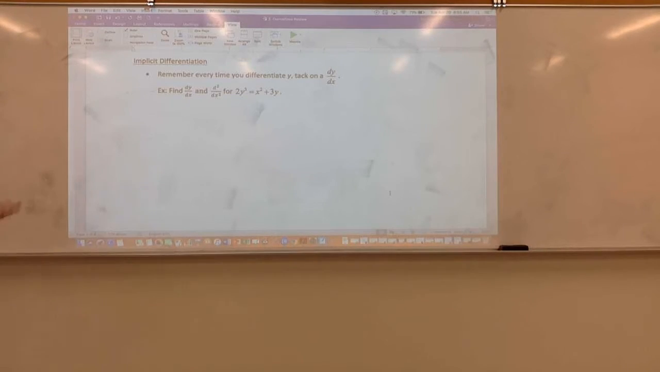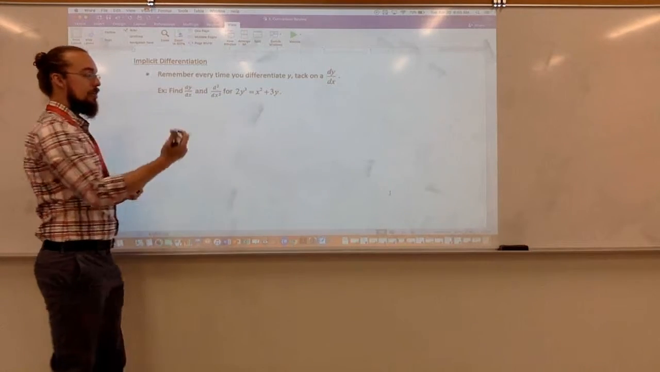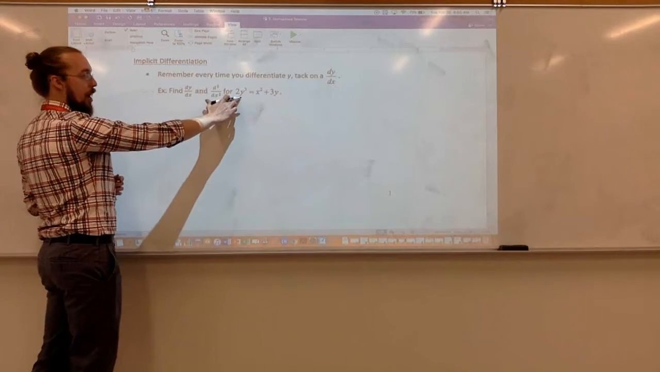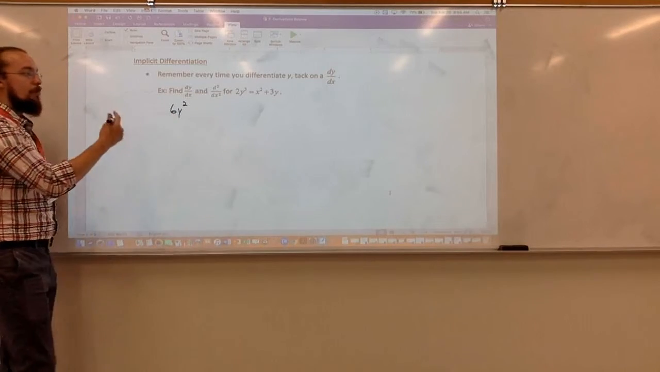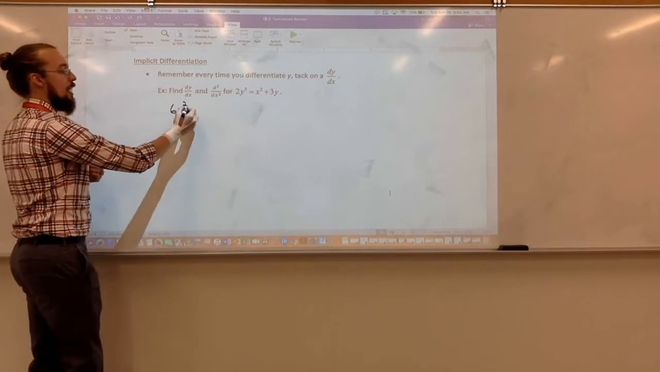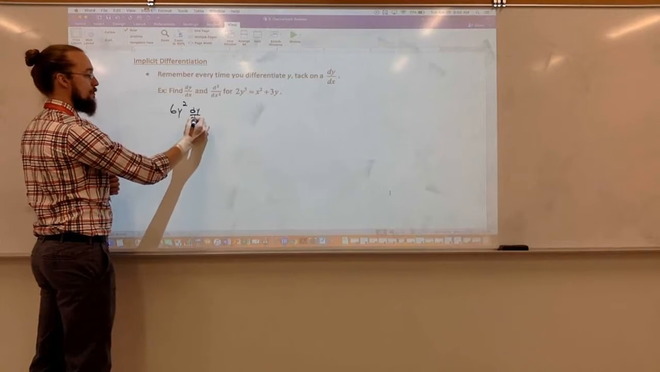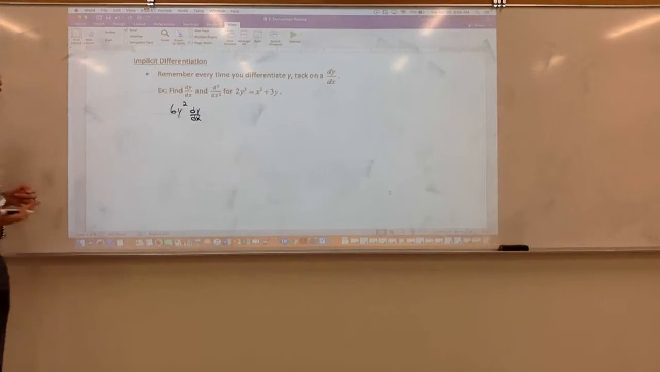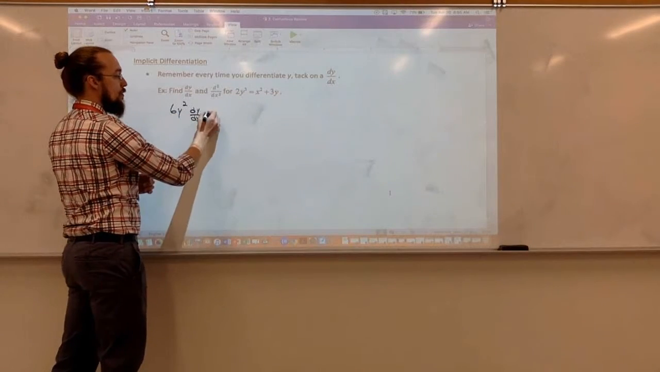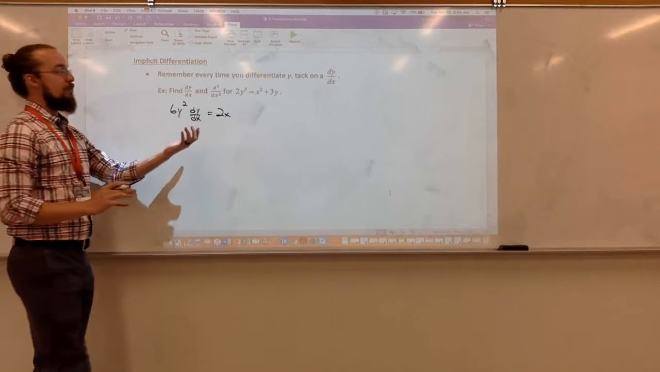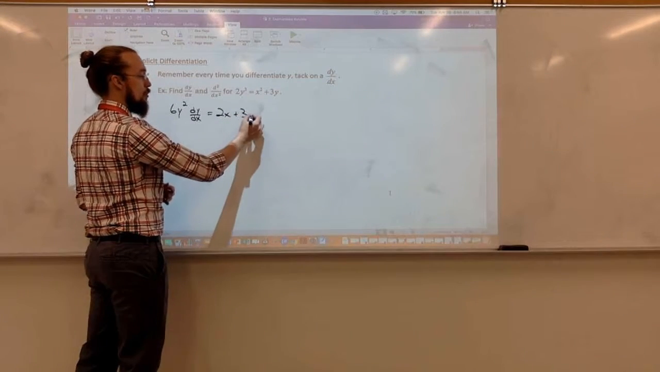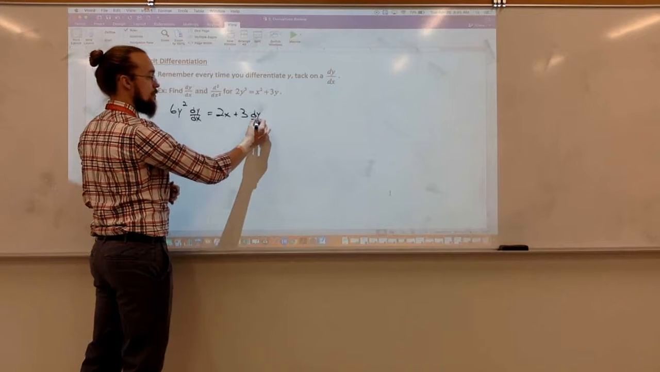To find the first derivative, I'm differentiating just like I normally would. I'm using the power rule here: bring the exponent down, subtract 1 from the exponent. But whenever I differentiate a y, I have to tack on a dy/dx. The derivative of 2y cubed would be 6y squared dy/dx. I don't do that with the x's, so the derivative of x squared is just 2x. But the derivative of 3y would be 3 dy/dx.